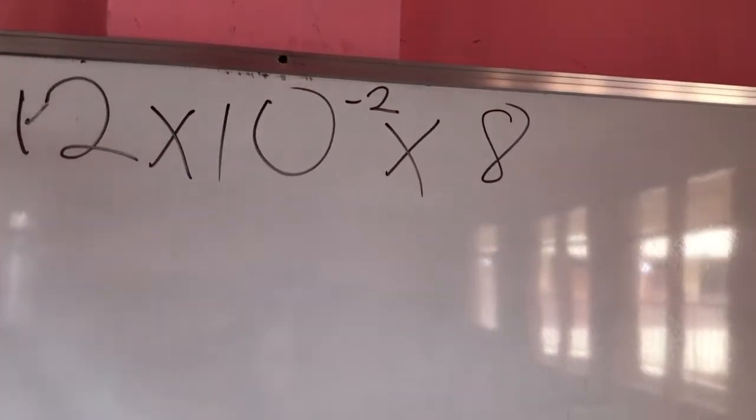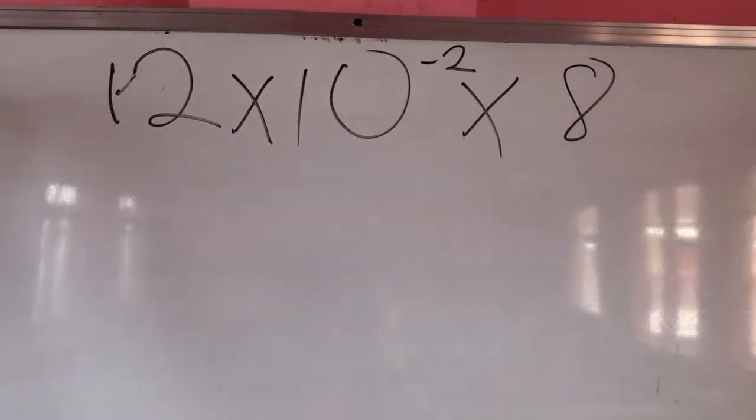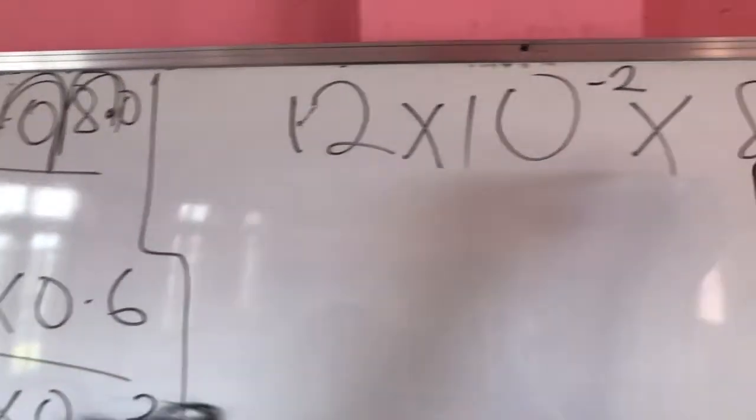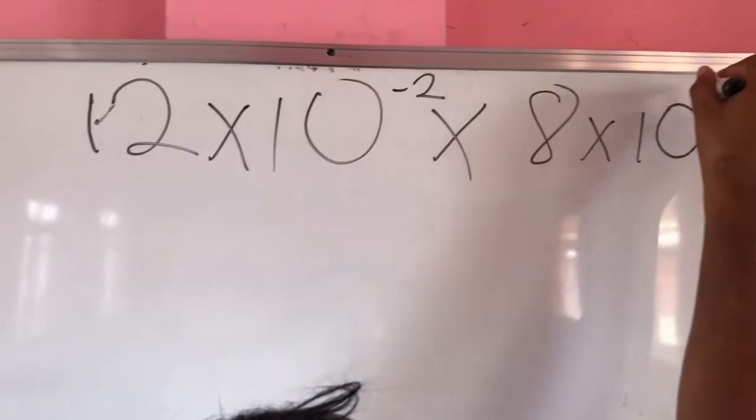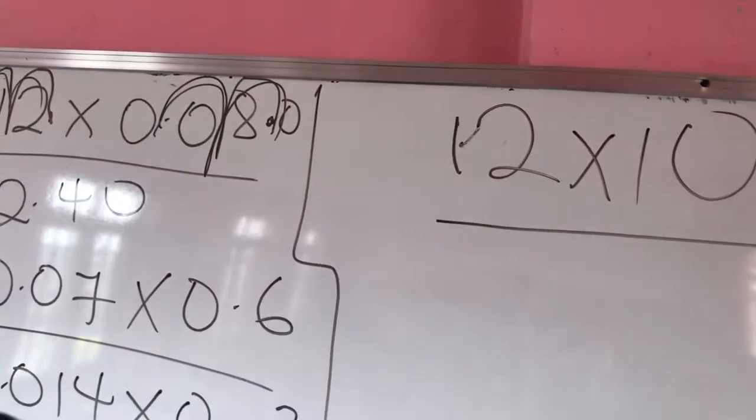8.0 is the same as 8. How many times did we move? 1, 2. So we have times 10 raised to the power negative 2 over.